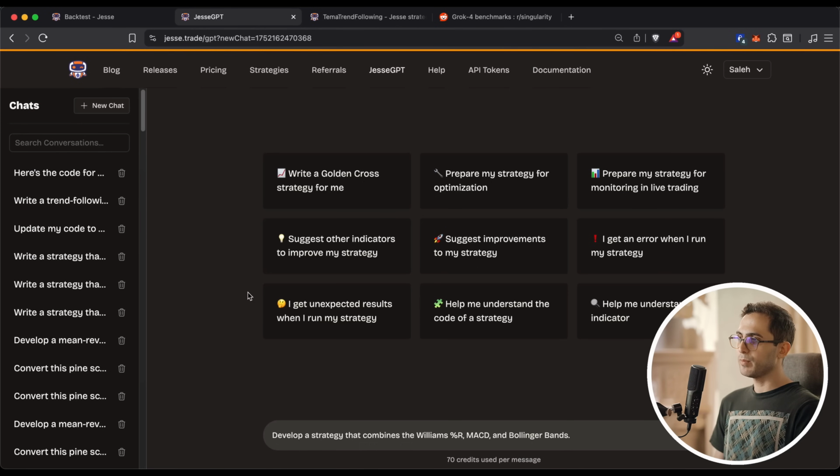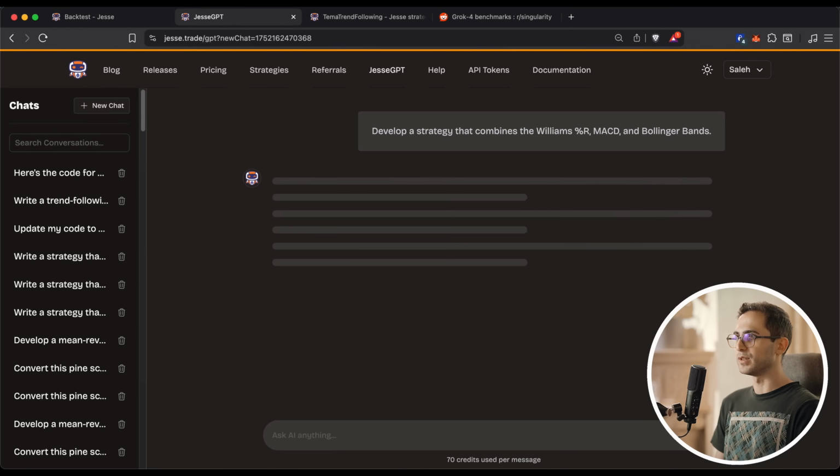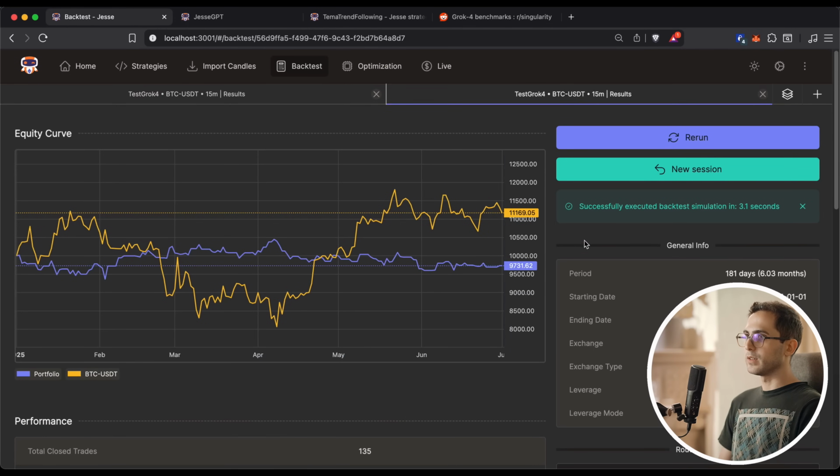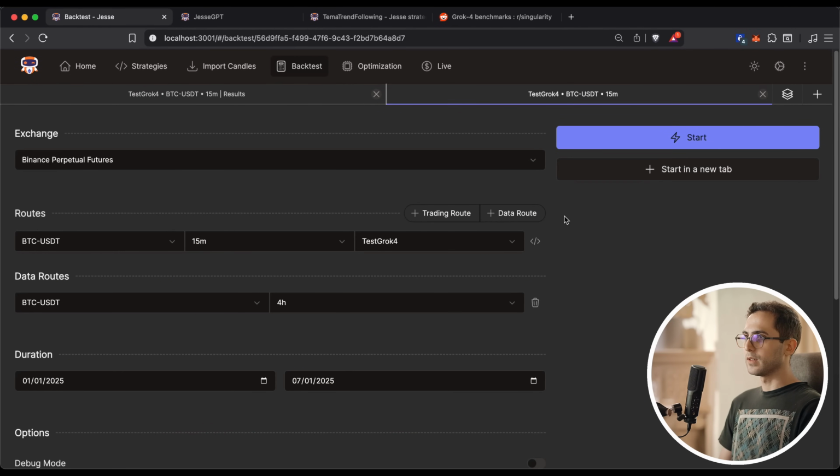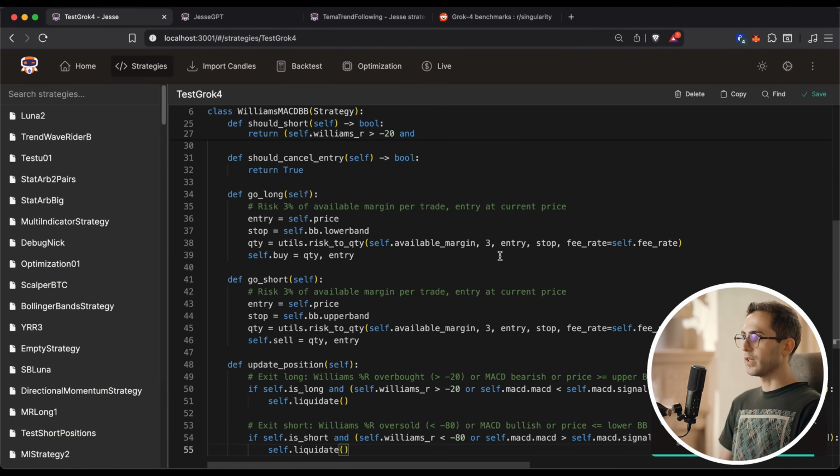Next question, develop a strategy that combines the Williams percentage R, MACD, and Bollinger Bands. So I expect this one to be really easy for it. Okay, so this seems fine. Let's go back and edit the code, paste it here, save it.